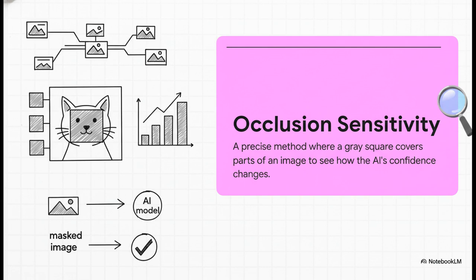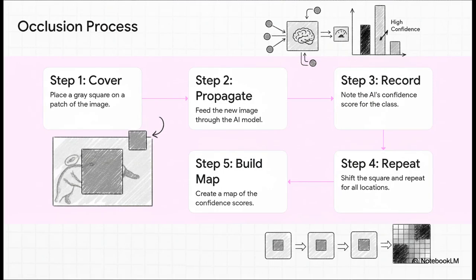And this one is really clever. Instead of working backward, we just start covering up different parts of the image with a little gray square, and we rerun the classification every single time. Okay, so here's how we do it step by step. We take a little gray square and we place it over one tiny patch of the image. Then we ask the AI, okay, what do you see now?